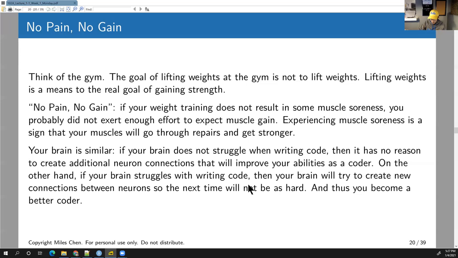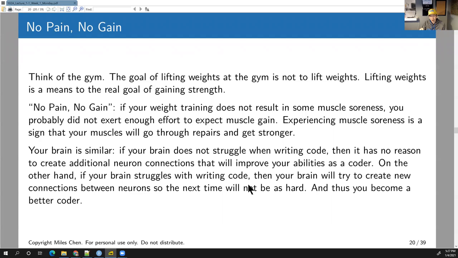But if they do result in muscle soreness, then the muscles will go through repairs and end up getting stronger. And the same thing applies to coding, right? If you don't struggle at all when writing the code, then your brain has no reason to try to make more connections.